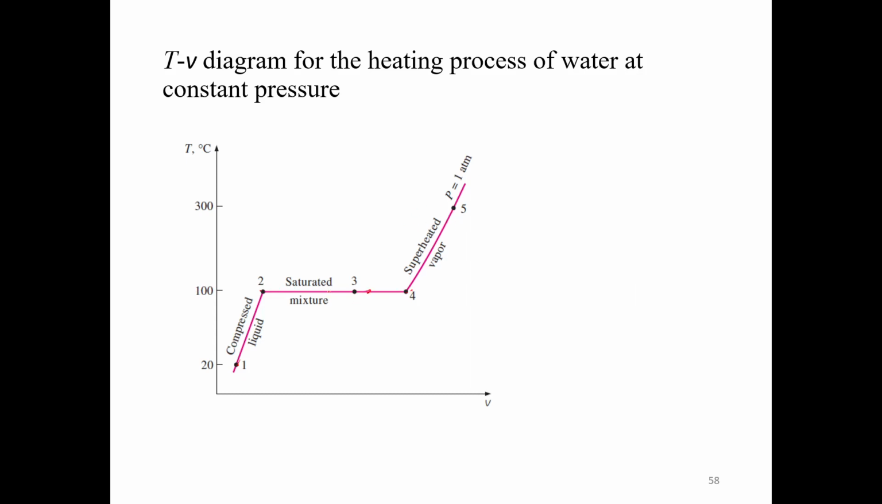So somewhere in between these lines we have a mixture. We have some portion of liquid, some portion of gas. So for example, let's say at this point number 3. So this portion, what is this portion? So this portion is the gas portion. This is the gas portion and this is the liquid portion, right?